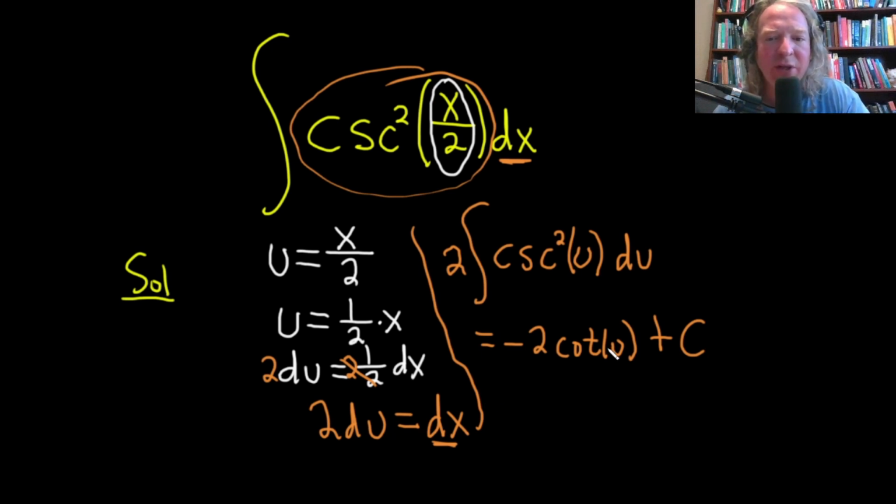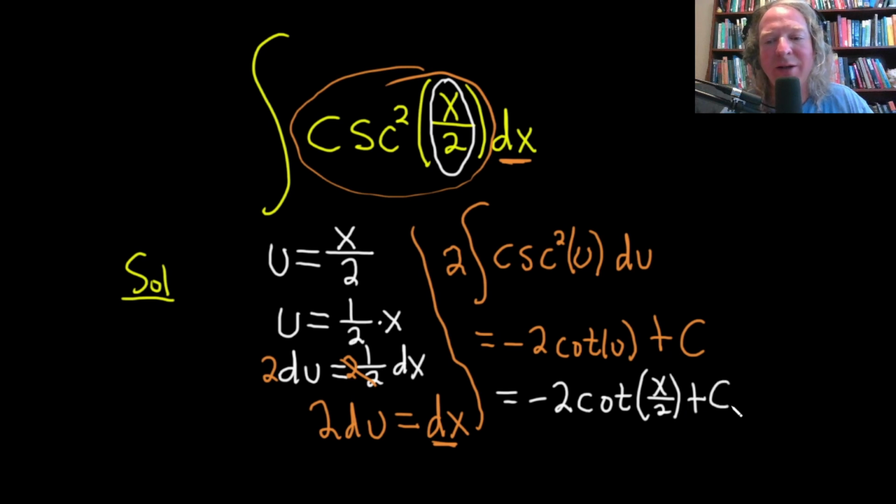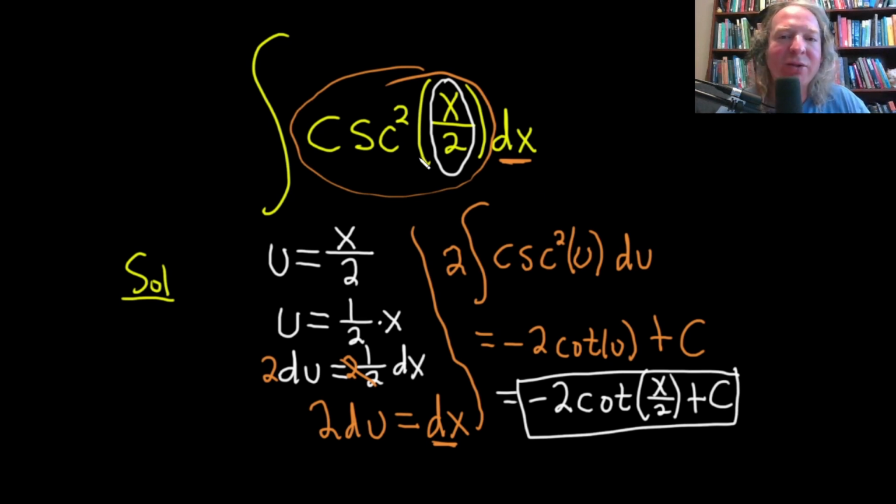We're not done though, because we still have a u here in the problem. So what we'll do is we'll go back to x. So this is negative 2 cotangent of x over 2 plus our constant of integration, capital C. Remember, it's always really important to go back to the original variable of integration when you're doing these substitution problems. The original variable in this case was x. In some instances, you might make more than one substitution.